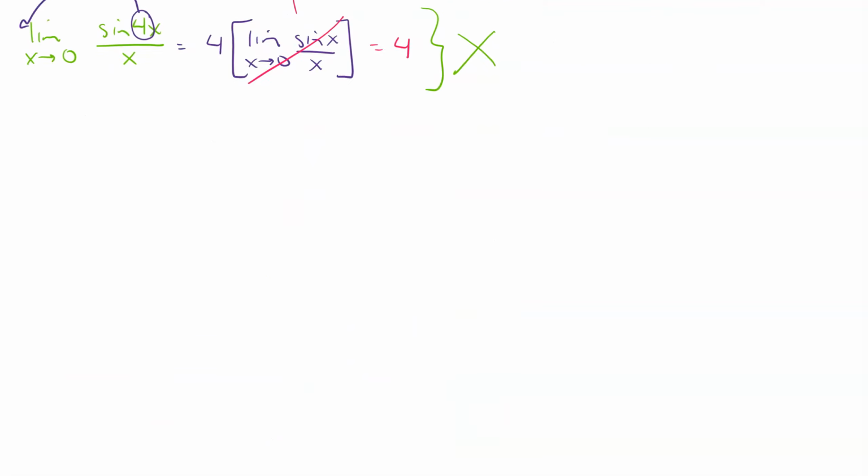Let's try another one. Give it a shot, come back when you're ready. Alright, plugging in 0 does give me 0 over 0, so I know it's indeterminate, and I'm looking at a limit-trig combo. The limit-trig combo that most resembles this is the limit as x goes to 0 of sine x over x, which equals 1, and I know that these two have to match exactly.